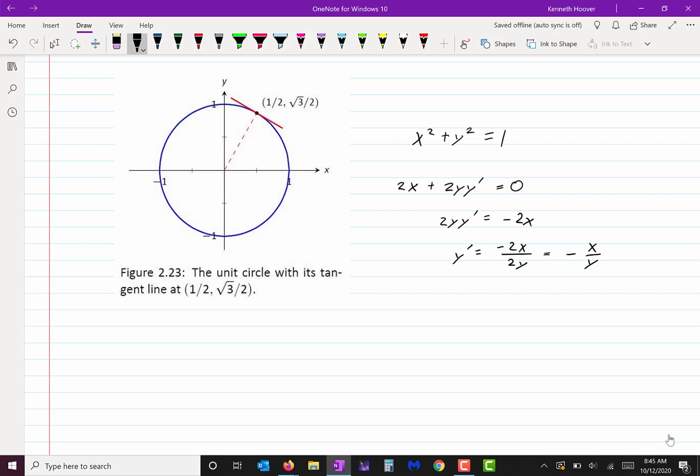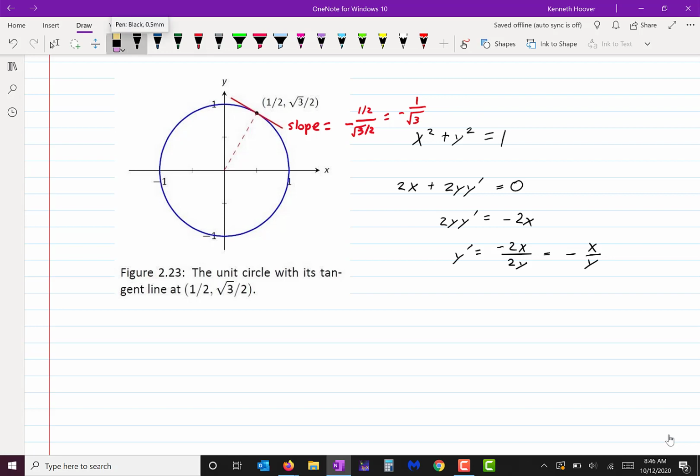So at the point 1/2 comma root 3 over 2, what would we have? We would have negative 1/2 over root 3 over 2, which is, of course, negative 1 over root 3. Okay, which I am perfectly fine with writing that. I know you may have been told in the past to rewrite that as negative root 3 over 3. You can if you want. I don't see a need for that myself.